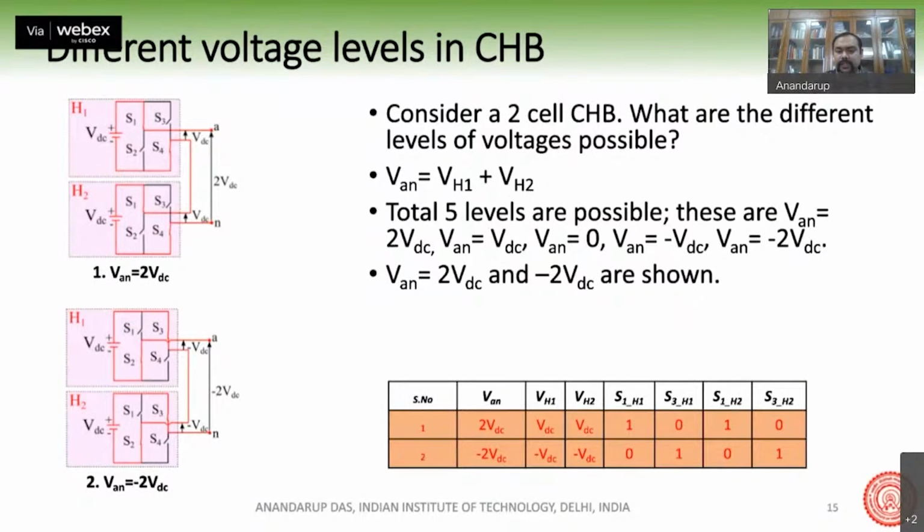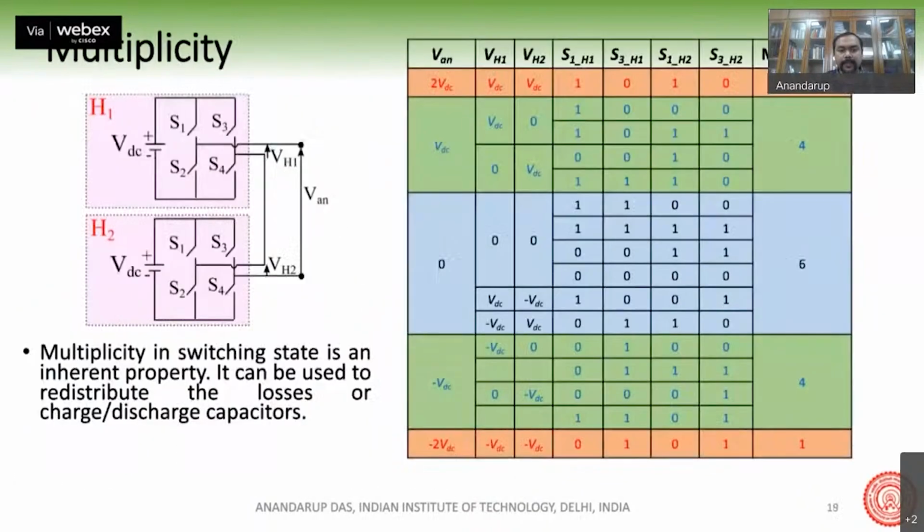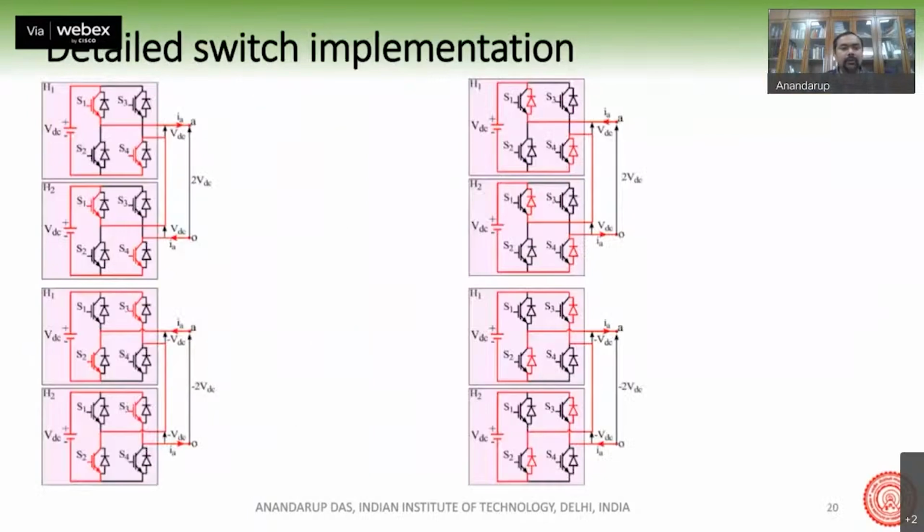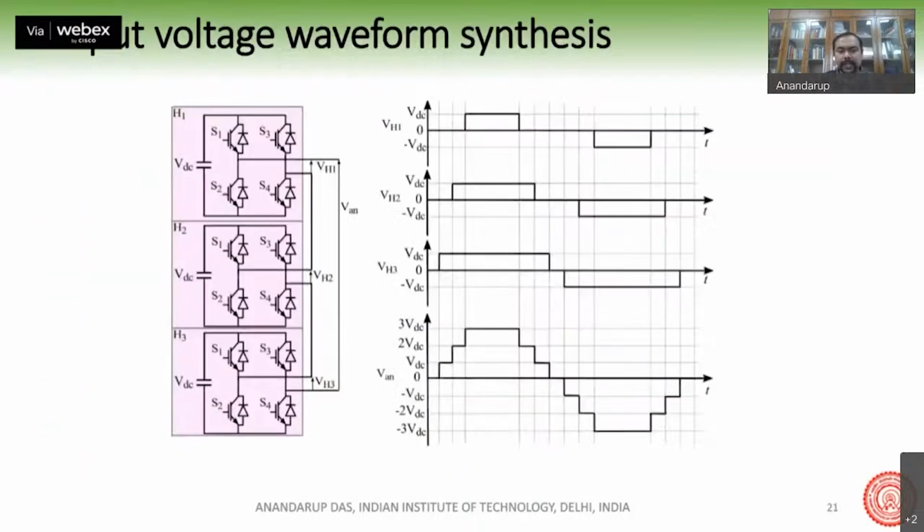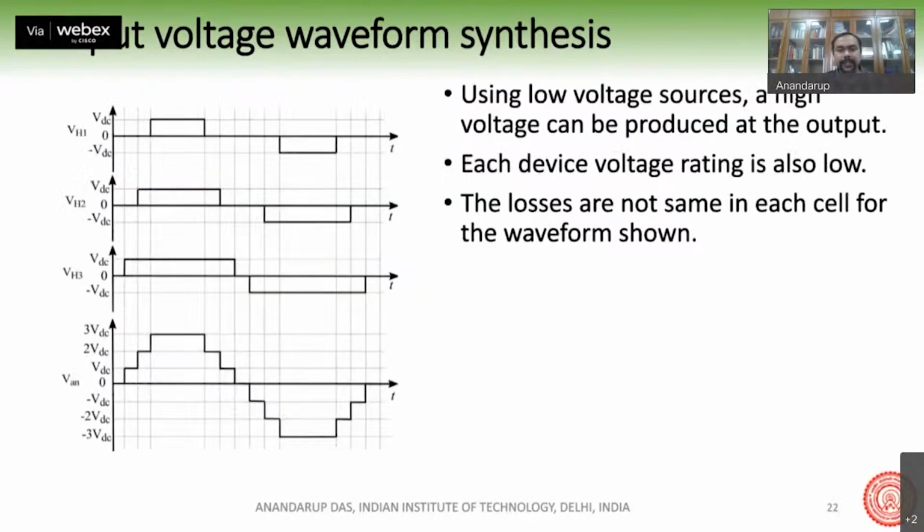So different voltage levels in CHB, you can see the VN voltage is 2 VDC or minus 2 VDC. See, the different combinations are shown in the table. Okay, these tables here, and how the switch current flows, how the voltage comes, all these have been shown in these slides, and how the waveforms get added up one by one.